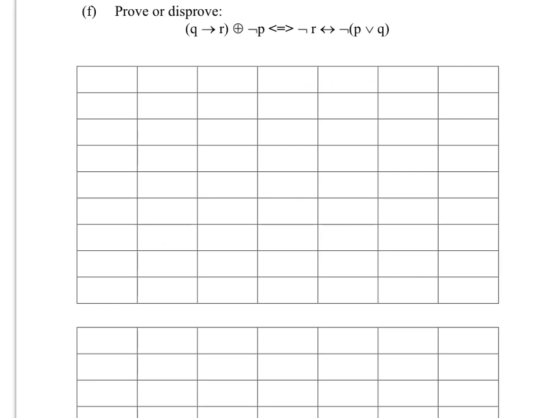Let's look at part F. We're asked to prove or disprove this particular logic statement here. The first thing to note is this symbol here. And what that stands for in logic is logically equivalent. Now you have two sides of this statement. You have this side here, which I'm underlining, and this side here. And you're asked to prove, are they logically equivalent?